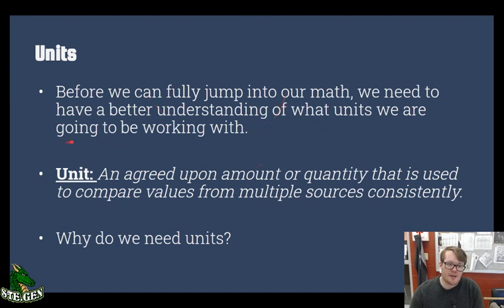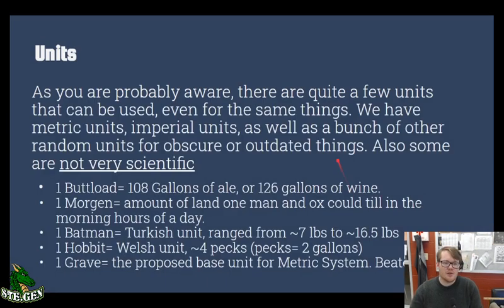Before we fully jump into the math that we're going to get to the last part of this section, we need to have a better understanding of what units we're going to be working with. A unit is an agreed upon amount or quantity that is used to compare values from multiple sources consistently. The goal of a unit is to be consistent. When someone in one laboratory somewhere in the European areas, and someone in the Asian areas, somewhere in South America, someone in North America, all over the world, we need to make sure that all of their units match up. If someone in South Africa is trying to compare things in one number, but then someone over in Scotland is using another number or unit to describe something, and they don't exactly match up, it can run into problems. So that's the goal of a unit.